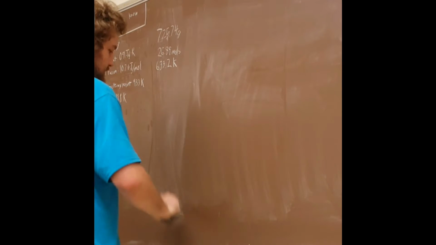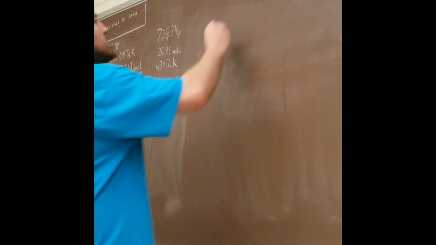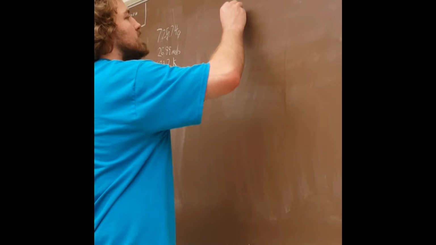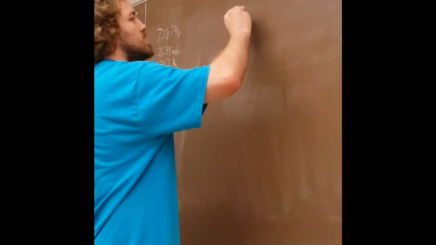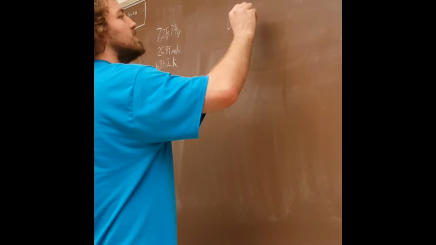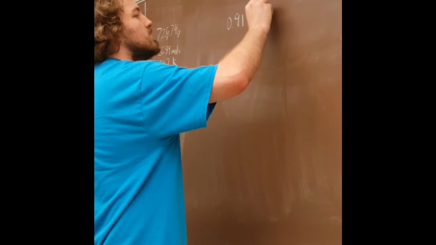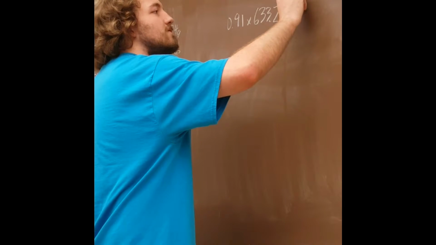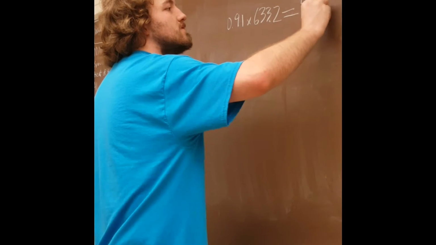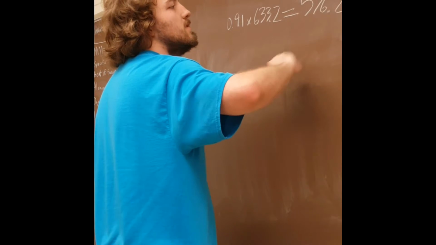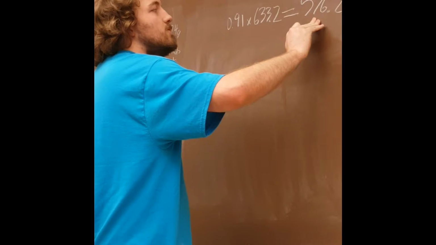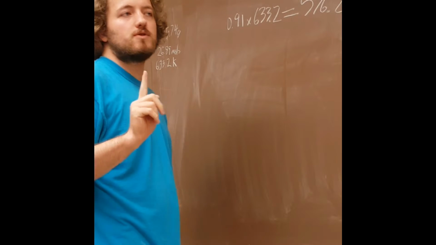Now, to find out how much energy it takes to do this, we have to use the specific heat of aluminum, which is 0.91 joules per gram Kelvin. So, 0.91 times the degrees Kelvin we must raise it, which is 633.2, gives 576.21 joules for 1 gram of aluminum.